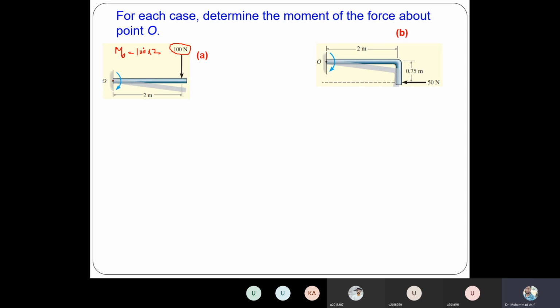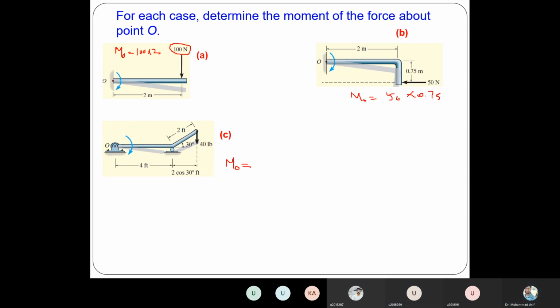This is very simple. What about this one? What is the value of the moment about point O? 50 multiplied by 0.75, because the perpendicular distance about the point O is 0.75. What about here? What is the moment now about point O?